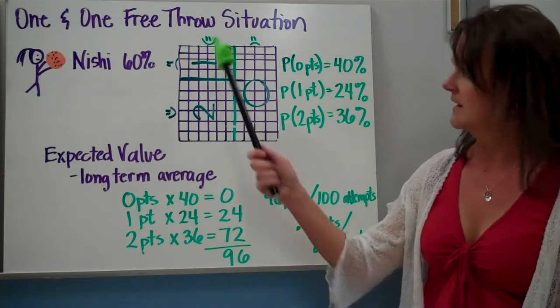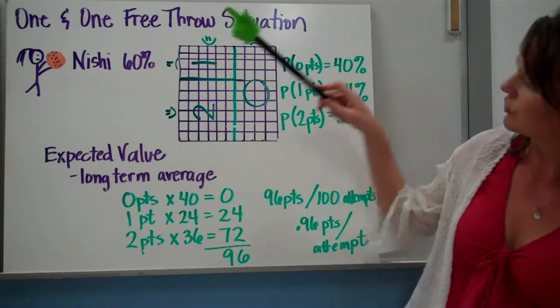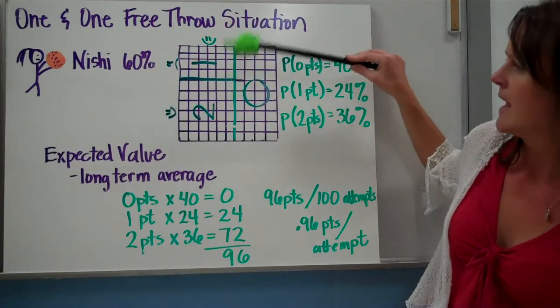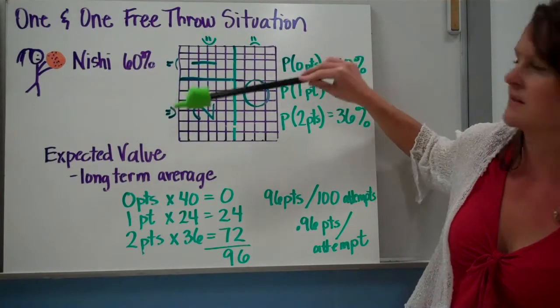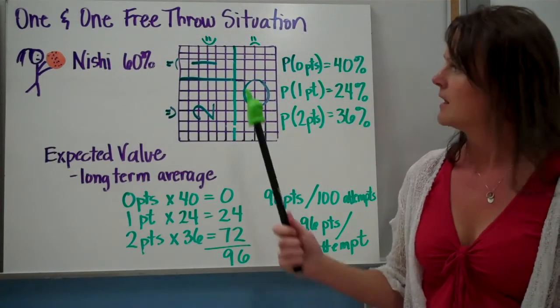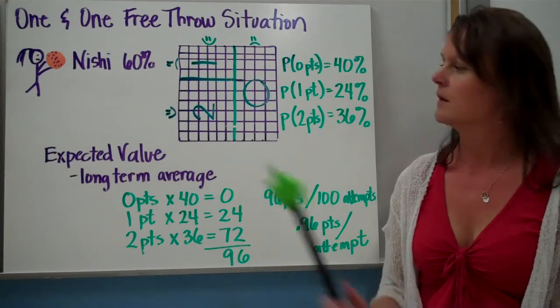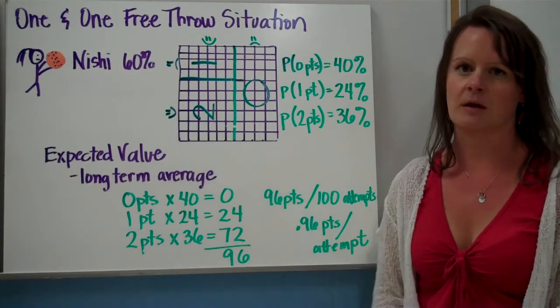If she did make it, so if she's in this category, remember she gets a second shot. So I sort of turned the area model this direction, and again I separated 60-40. 60% chance she'll make it, 40% chance she'll miss it. If she misses it, she's only earned 1 point overall. If she makes it, of course, that's where we get our 2 points.